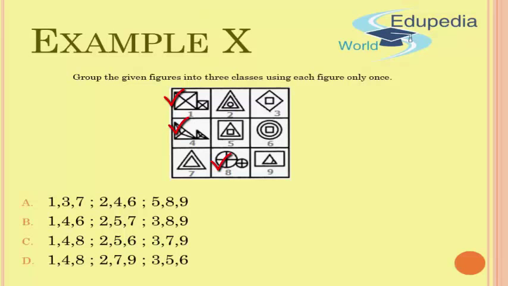In figure 4 you have two triangles next to each other where they are both very similar, but the triangle on the right is smaller than the triangle on the left. And in figure 8 you have two circles next to each other with intersecting lines inside, and the circle on the right is much smaller than the circle on the left. So 1, 4 and 8 is going to be one group, using which I can eliminate options A and B.